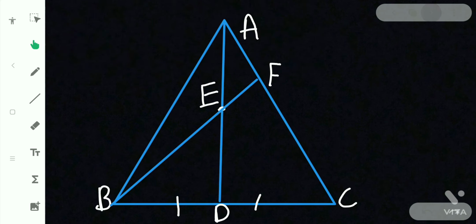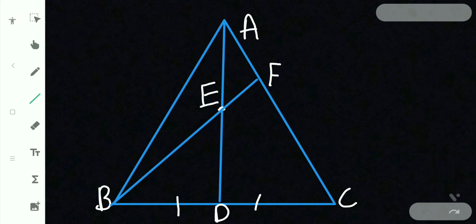Now prove that AC is equal to 3AF. This whole AC is there, right? They are asking to prove that AF is 1/3 of AC. But in order to prove 1/3, we have to have another line from somewhere to cut this one, to make this AC into 3 parts, and we have to prove that they're equal.